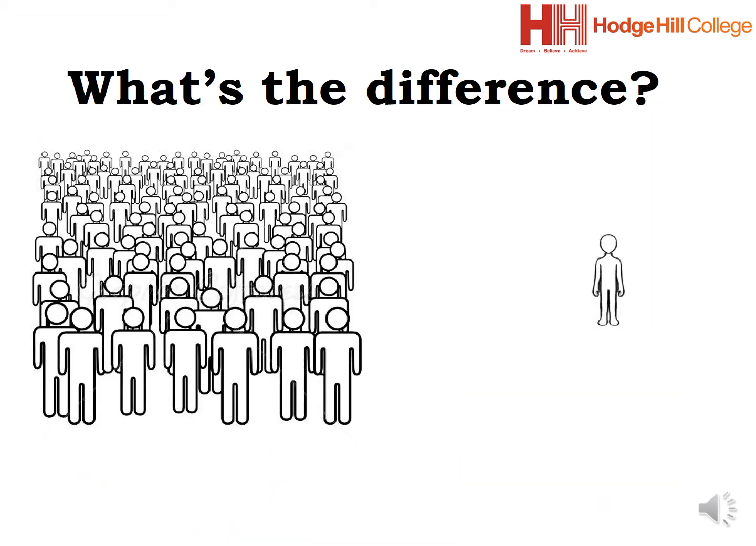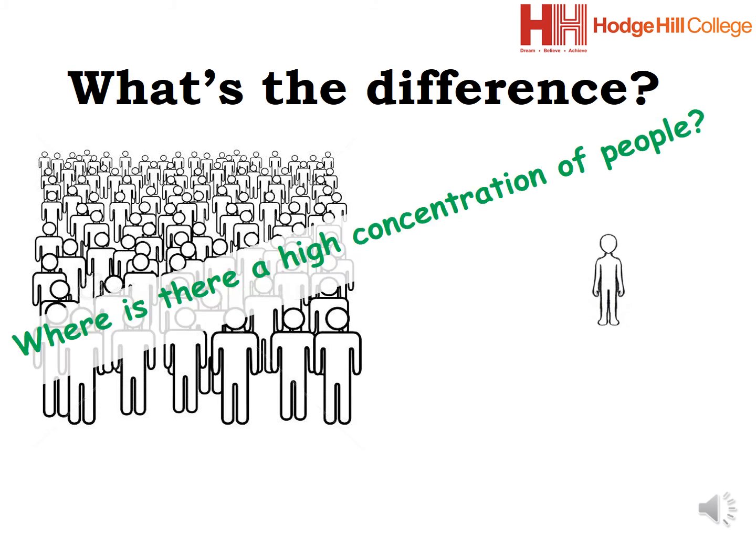So what's the difference here? This is an analogy, not actual liquids or gases, but you've got lots of people together and then you've got one person on their own. Why is there a high concentration of people?